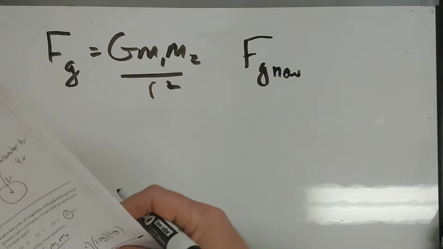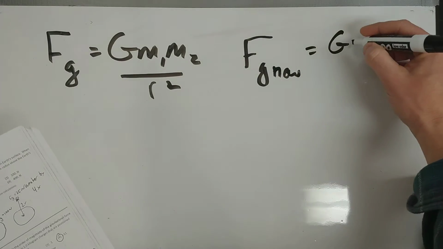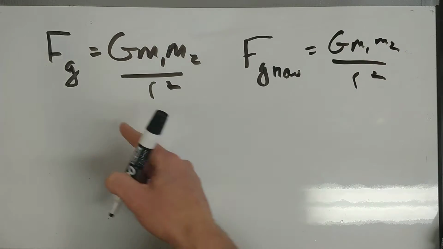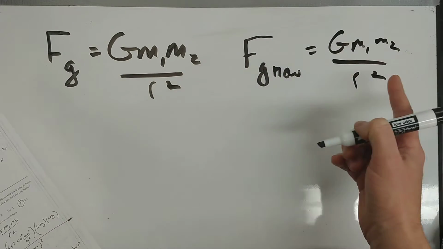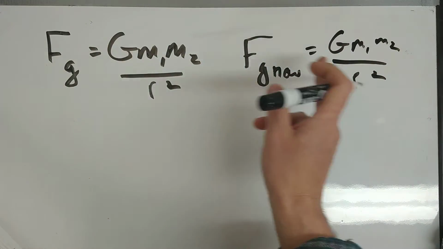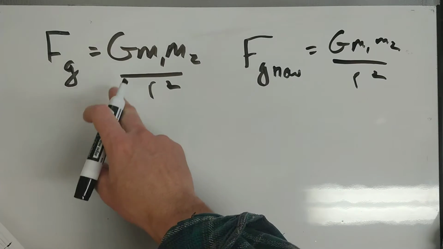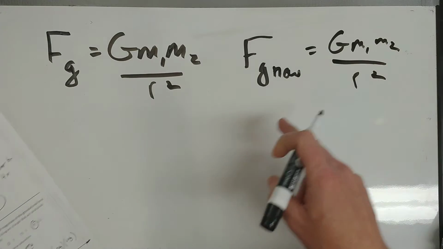So then we're asked, okay, doing what changes what? Fg nu is going to be G m1 m2 over r squared. Let's say we're comparing what's different between the two here. So G is the same for both of them. That's never going to change. You can't change G. So really what we're changing is the product of m1, m2, and r squared.